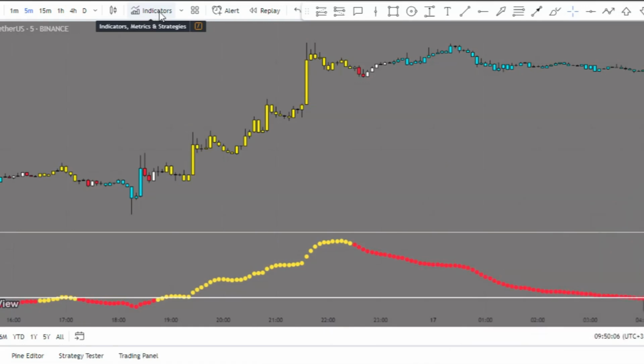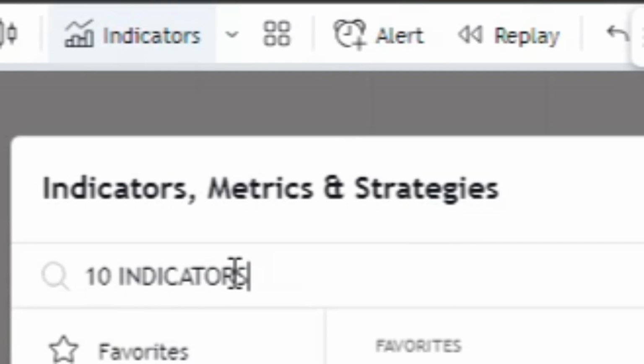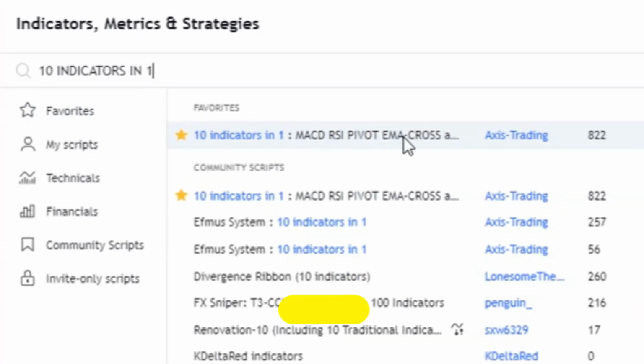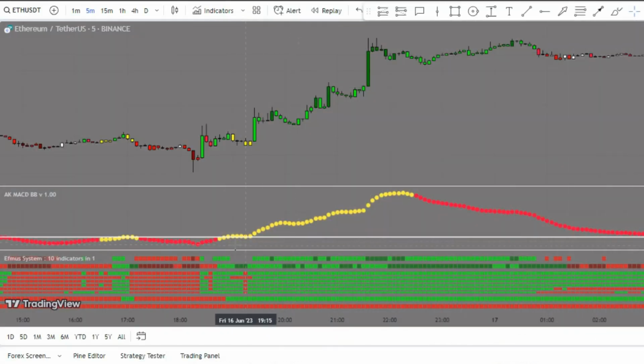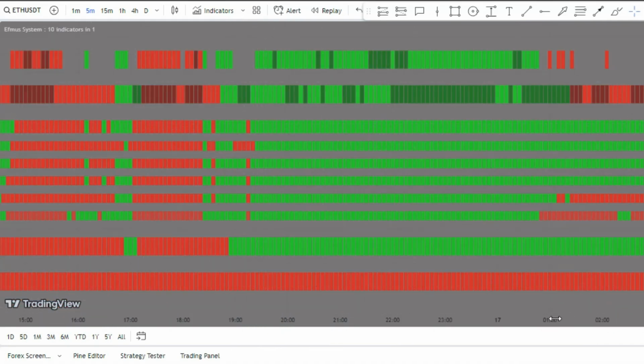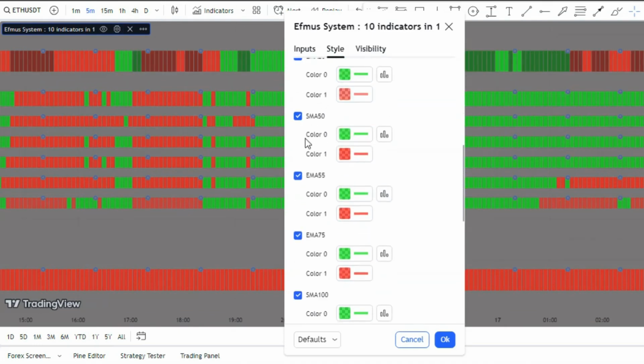Alright, for the next indicator, search for 10 indicators in one in the indicators section of tradingview.com and add that to your chart. As the name of this indicator suggests, it uses 10 indicators at once for confirmation, but we need to make some changes. So head over to the indicator settings and only turn on the options related to moving averages and turn off the rest of the options.